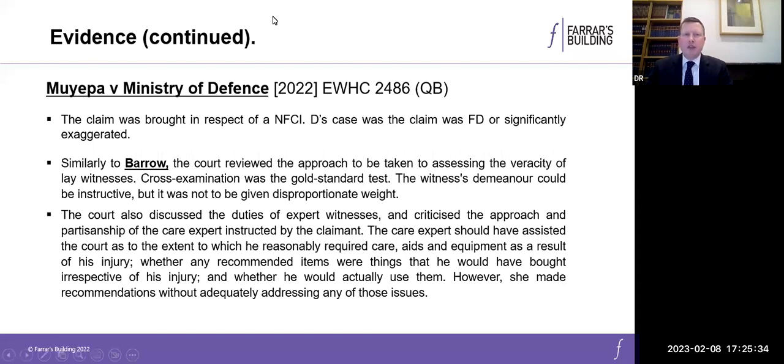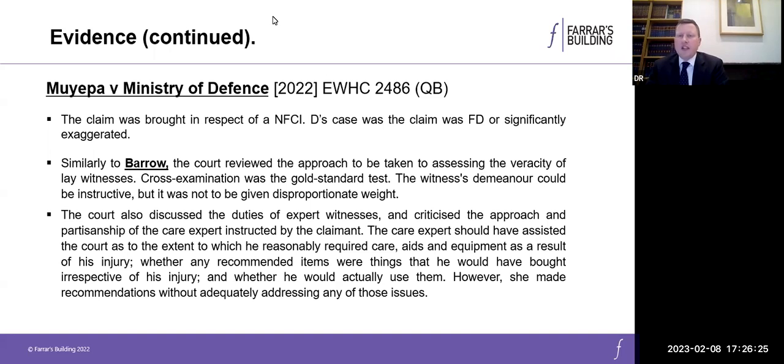And a similar assessment of witness statement evidence is to be found in Muyepa and the MOD, a non-freezing cold injury case. The defence to the case was that it was very significantly exaggerated, or in fact dishonest, and that the event bringing on non-freezing cold injury had been instigated by the claimant. In dismissing the claim on the basis that it was exaggerated to such an extent as to be fundamentally dishonest, the court reviewed approaches to be taken to assessing the veracity of lay witnesses. So useful to read in relation to that type of attack.